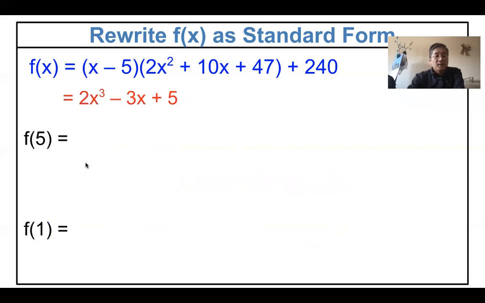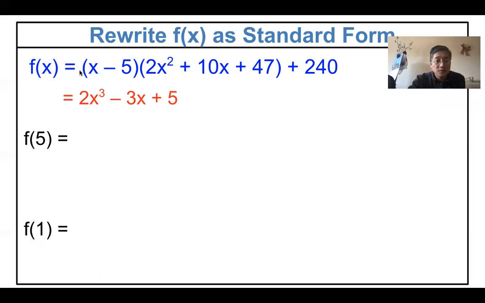Now, how do you find the function value from these functions? Let's say f of 5. What does it mean, f of 5? f of 5 means function value when x equal to 5. Function value means y value, right? So what is the y value when x equal to 5? How do you get the y value? We plug x equal to 5 into the function, right?